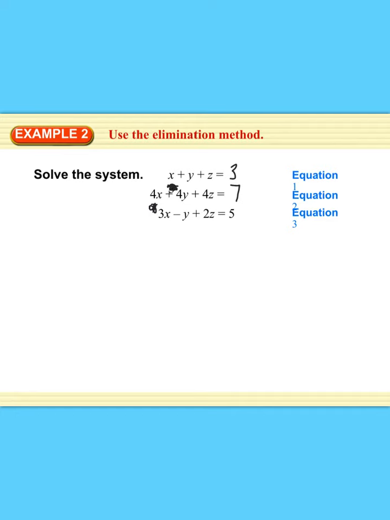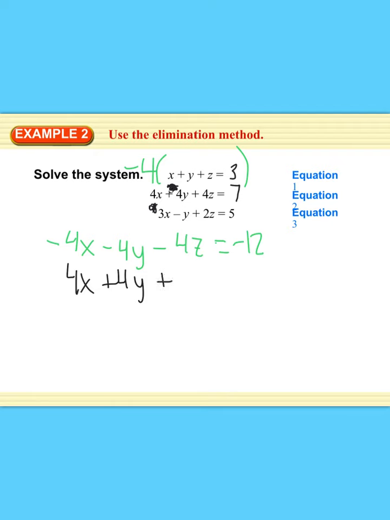Okay, looking at this one really quickly, using the elimination method, so I would want to multiply the first equation by negative 4 if I want to eliminate my x value. So I'd get negative 4x minus 4y minus 4z equals negative 12. And I'm going to write the second equation right beneath it.